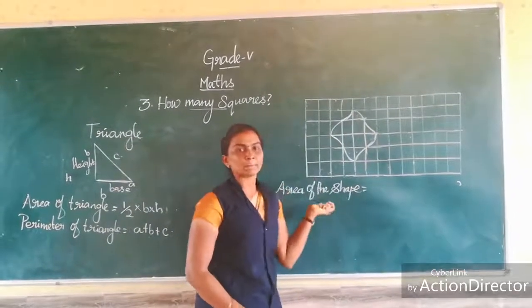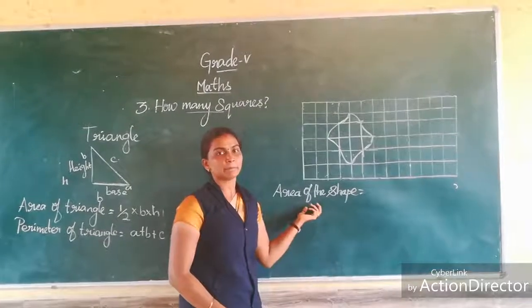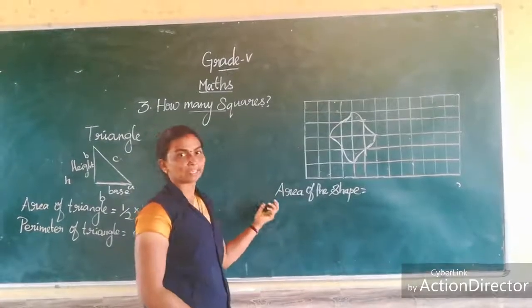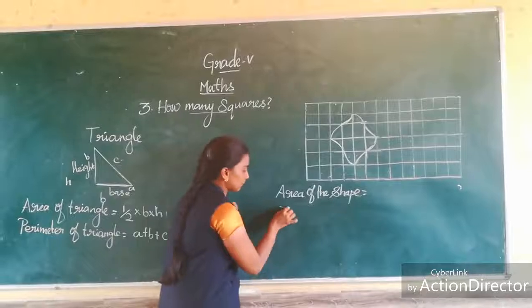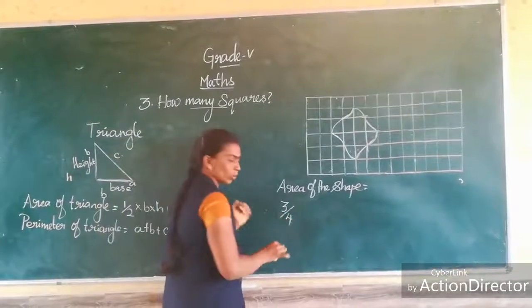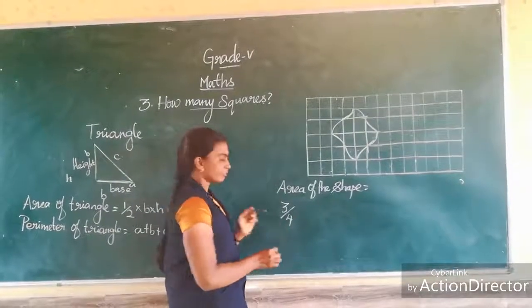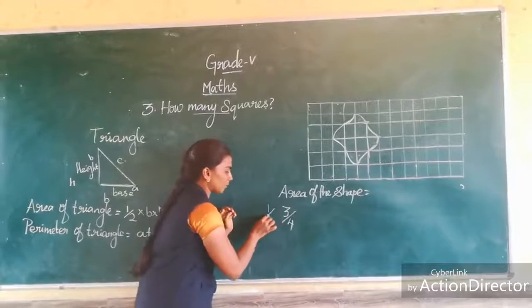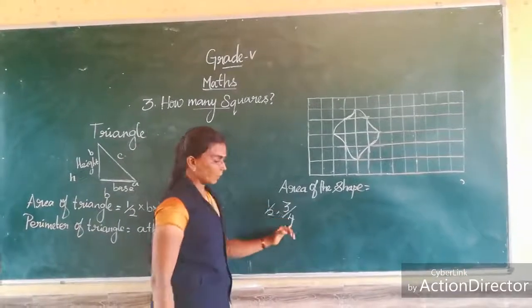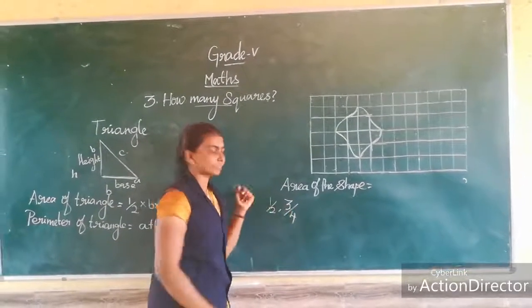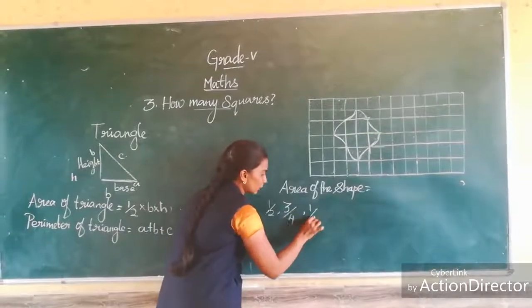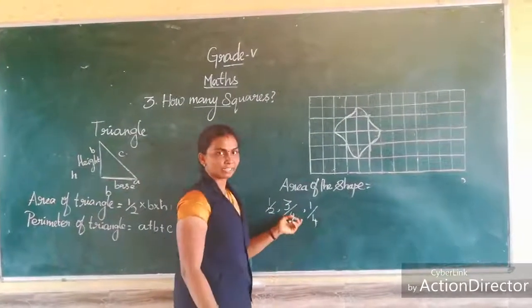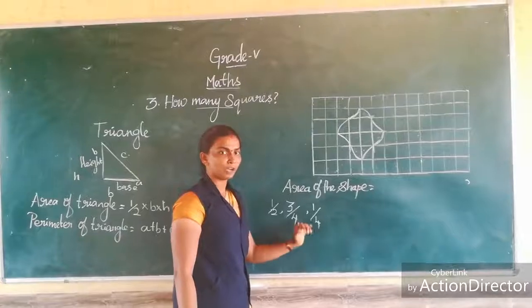How we can represent in numbers more than half, quarter. More than half we can represent it 3 by 4. That is more than half. Half already you know 1 by 2. Next 3 by 4 means that is more than half. And then quarter we can denote it as 1 by 4.